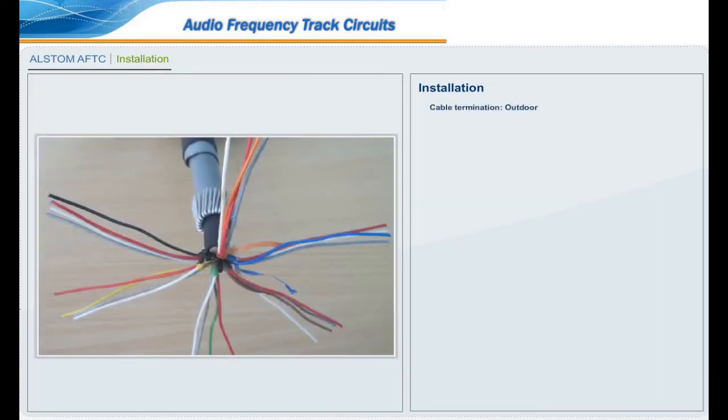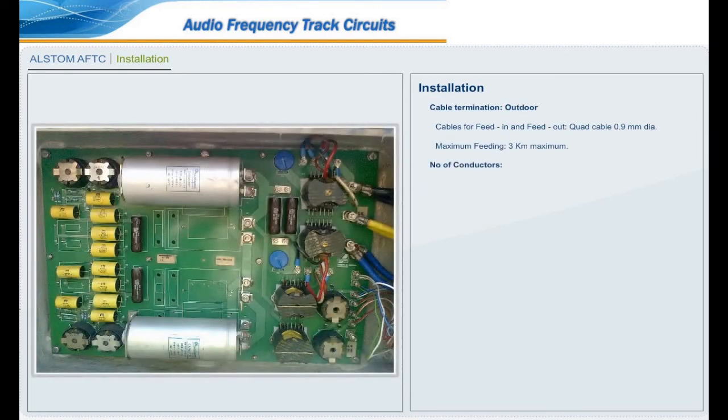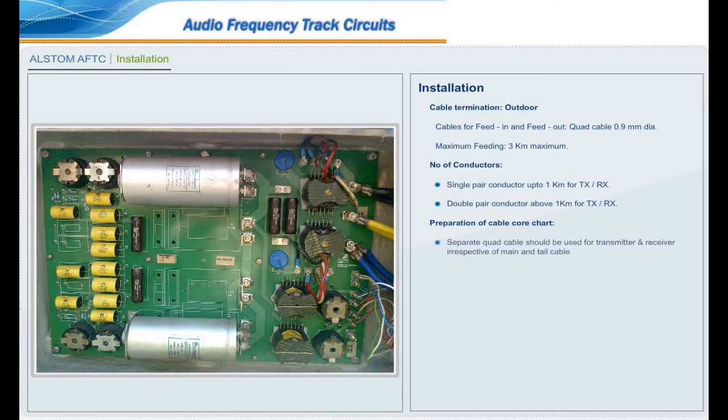Cable termination. Outdoor cables for feed in and feed out: quad cable 0.9 mm diameter, maximum feeding 3 km maximum. Number of conductors: single pair conductor up to 1 km for TX and RX, double pair conductor above 1 km for TX and RX. Preparation of cable core chart.